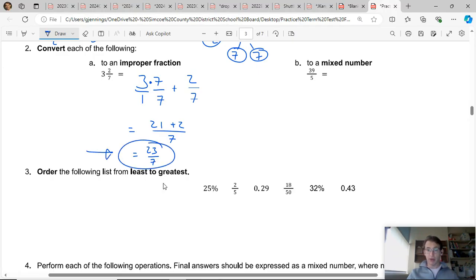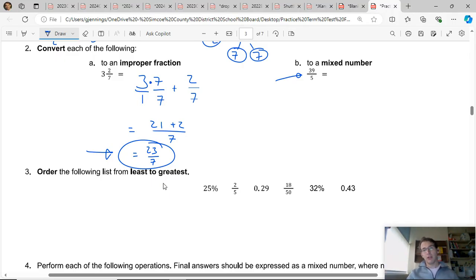Love me some improper fractions, but if you ever want to convert to a mixed number, here's how you do it. 39 over 5. Okay, I look for the biggest multiple of 5 that's still less than 39. Let's see, 6 times 5 is 30. Can I do better? 7 times 5 is 35. Can I do better? 8 times 5 is 40. Oh, bust. Okay, I went too big.